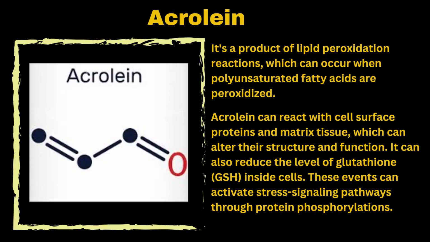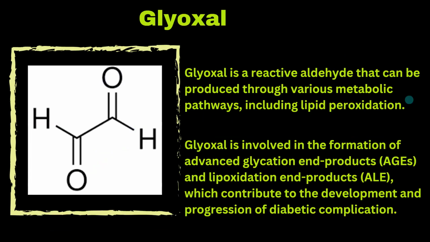Acrolein can react with proteins and matrix tissue, which alters their structure and function. It can also reduce the level of glutathione inside the cells, which may generate or activate various types of stress signaling pathways through protein phosphorylations. The next product is glyoxal, a reactive aldehyde that can be produced through various metabolic pathways, including lipid peroxidation. It is involved in the formation of advanced glycation end products and lipoxidation end products, which contribute to the development and progression of diabetic complications.